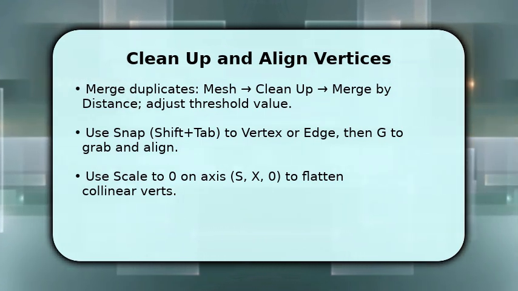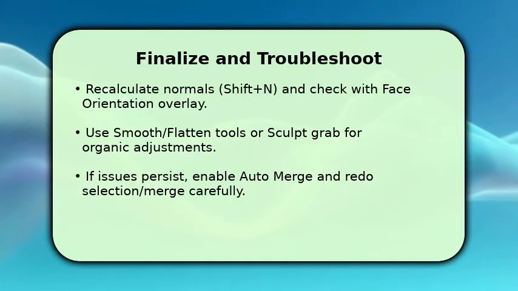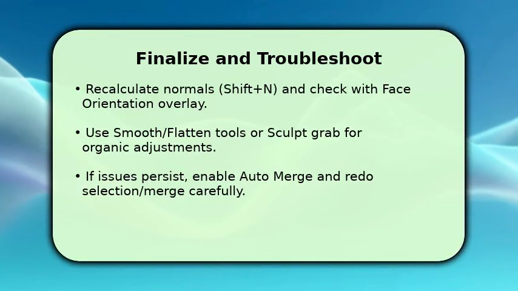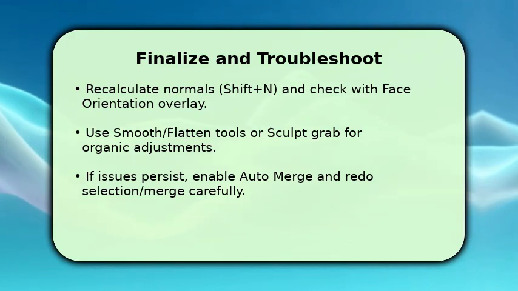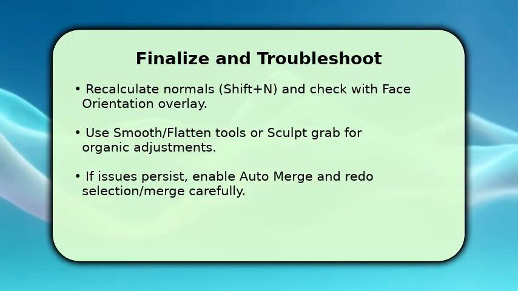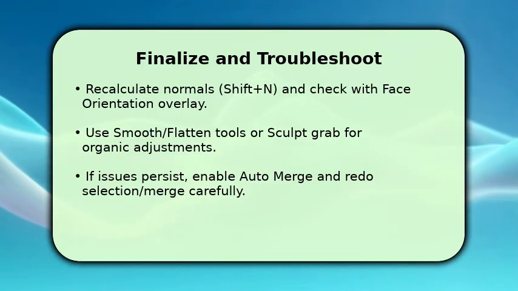Finish by recalculating normals and validating geometry. Use Shift+N to recalc normals and turn on face orientation to confirm consistent blue faces. Once normals are correct, use smooth or flatten and sculpt grab for organic fixes. These refine vertex placement without breaking topology.